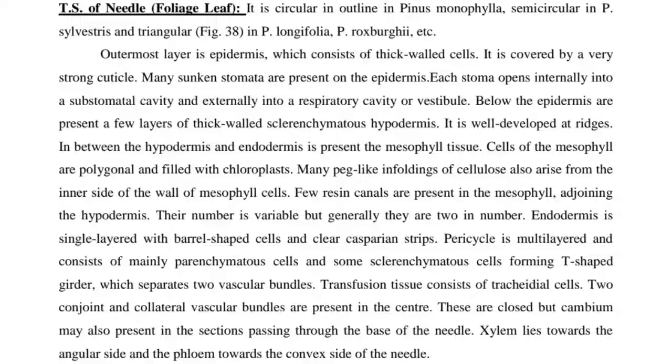Pericycle is multilayered and consists of mainly parenchymatous cells and some sclerenchymatous cells forming T-shaped girder, which separates two vascular bundles. Transfusion tissue consists of tracheidal cells. Two conjoint and collateral vascular bundles are present in the center. These are closed, but cambium may also be present in the sections passing through the base of the needle. Xylem lies towards the angular side and the phloem towards the convex side of the needle.